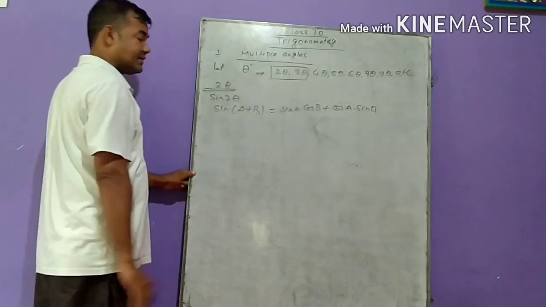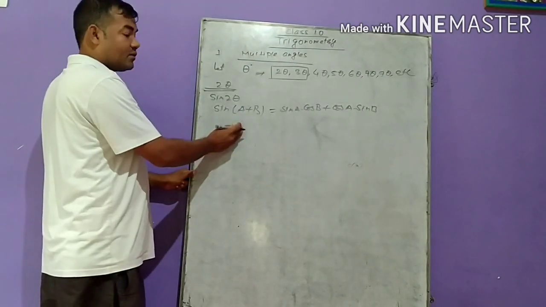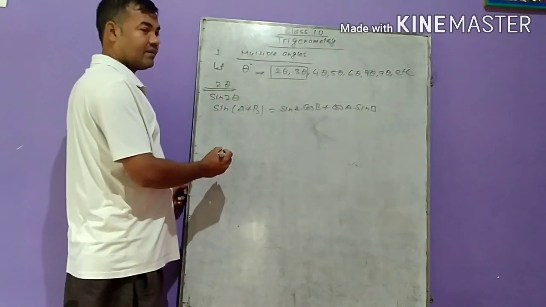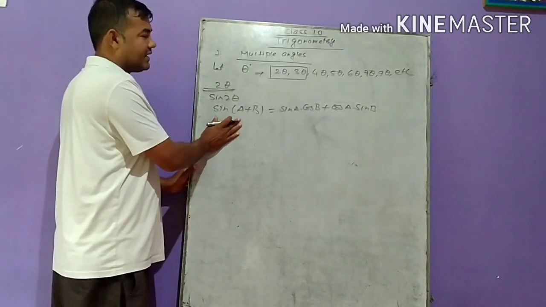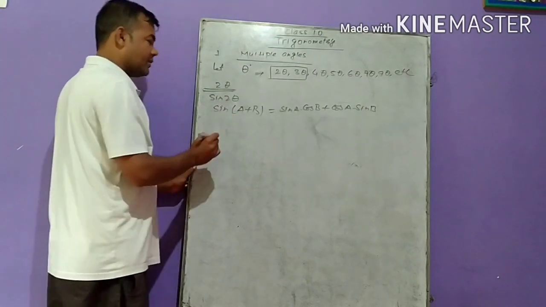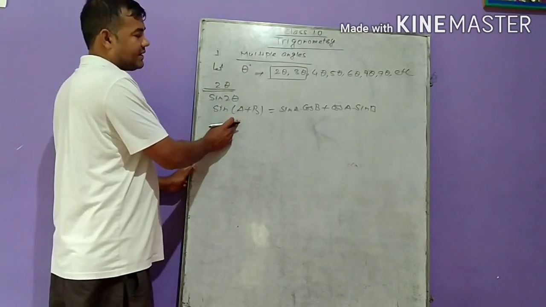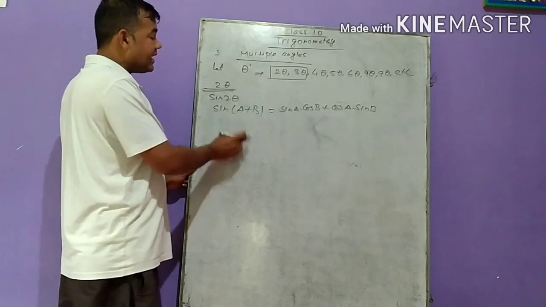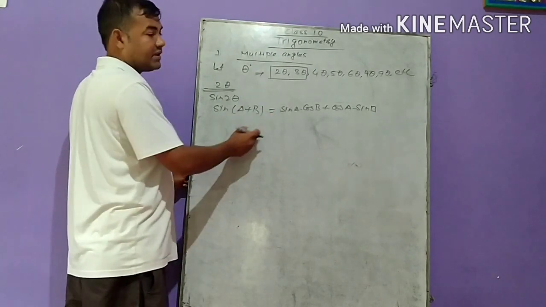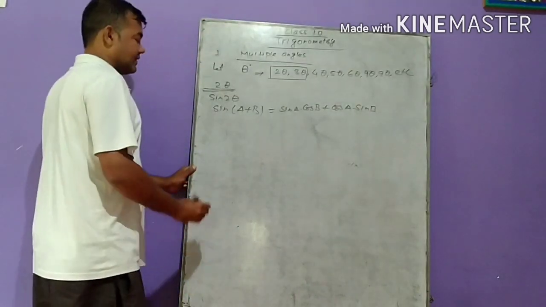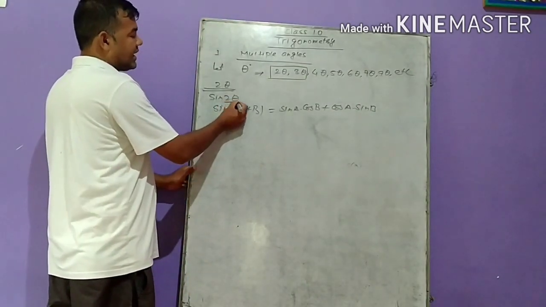This is an identity I have already mentioned to you. So in identities we can place any values. This identity we have already studied in class 9. I told you that an identity is a kind of equation in which any value of A and B can be placed to reduce it to the desired relation. So we have to find out 2 theta.